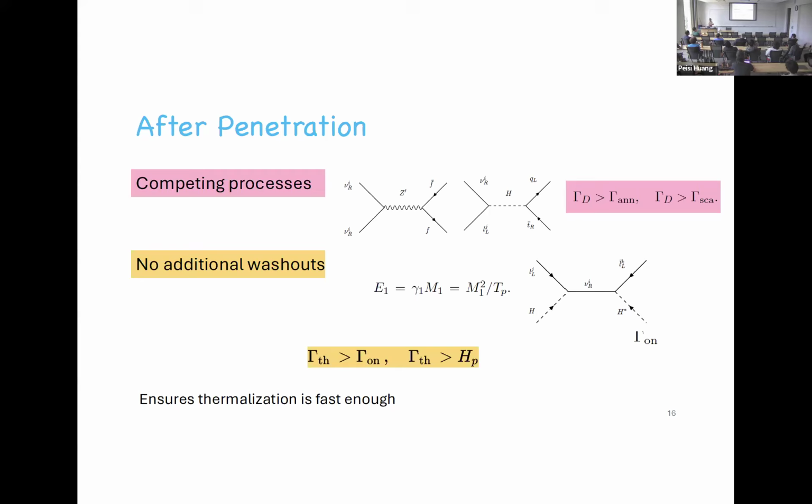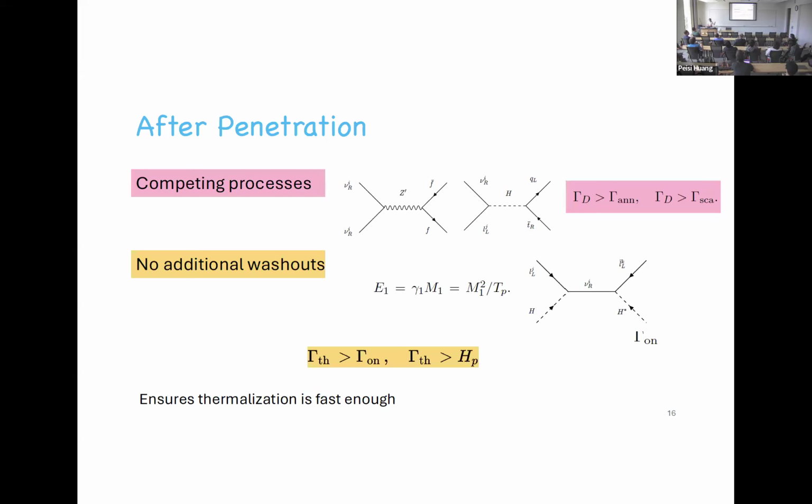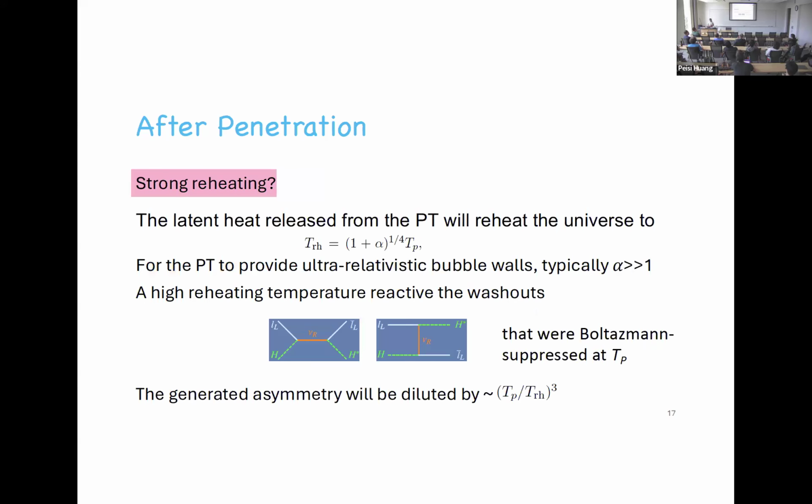To avoid that, we ensure the thermalization is fast enough. So we require the thermalization rate to be larger than this process and also Hubble. Therefore, the decay products can quickly lose their energy to the plasma to avoid this process. What is gamma? On shell, so that the neutrino can be on shell. Yeah. So those two turn out to not be a big problem.